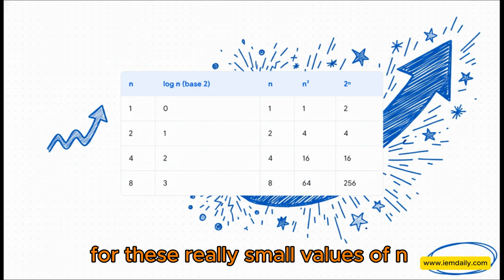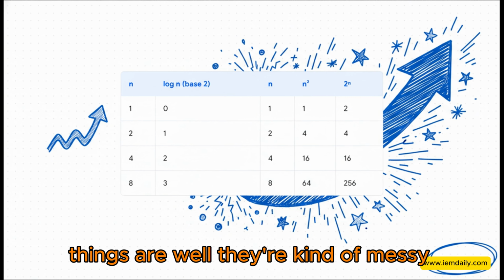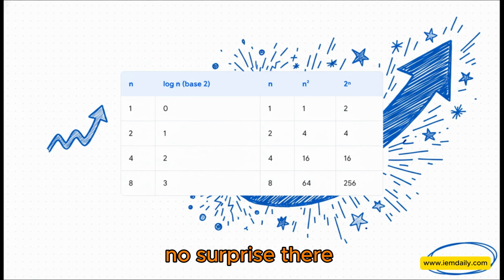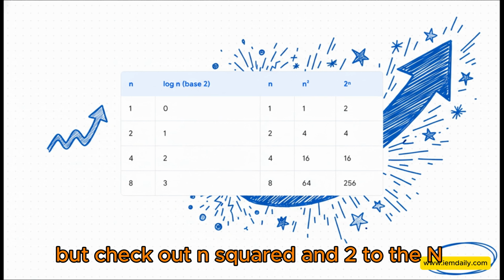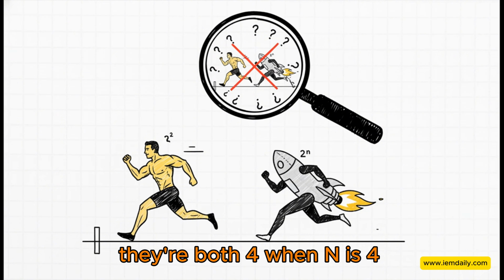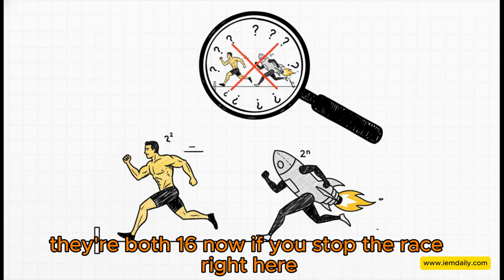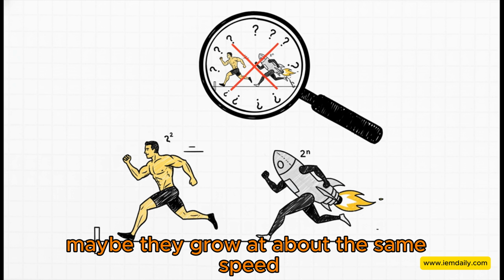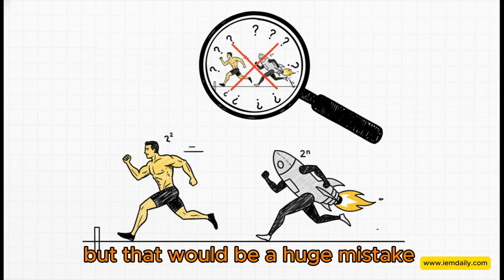For these really small values of n, things are, well, kind of messy. Log n is definitely taking its time, no surprise there, but check out n squared and 2 to the n. You're seeing that right, they're tied. When n is 2, they're both 4. When n is 4, they're both 16. Now, if you stopped the race right here, you might think, hey, maybe they grow at about the same speed. But that would be a huge mistake.